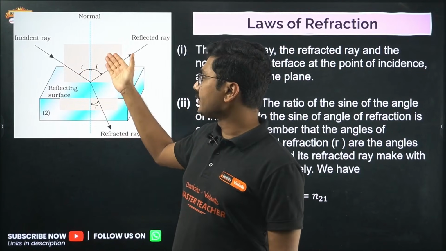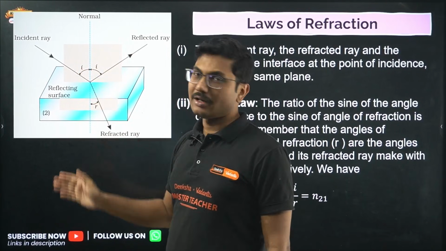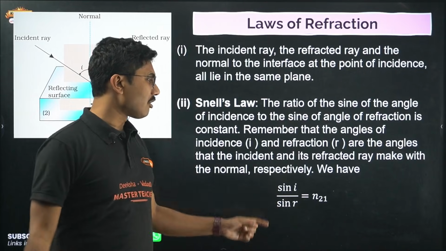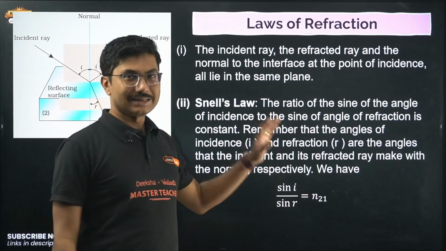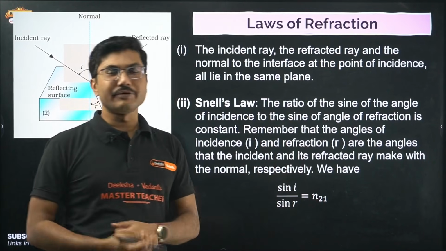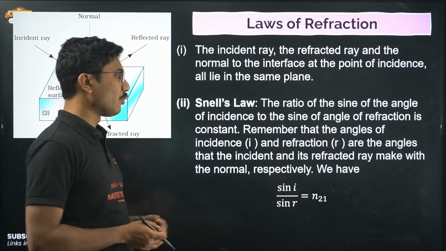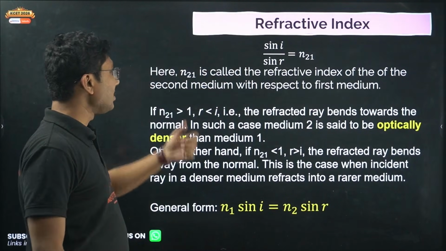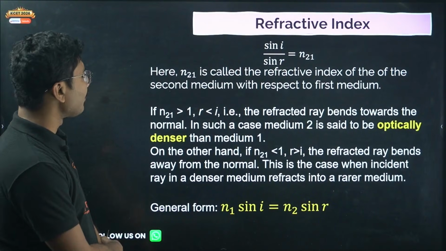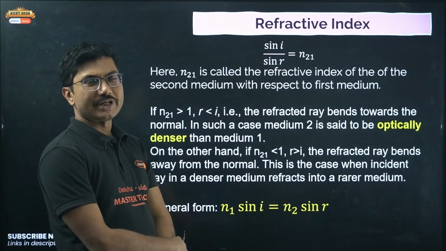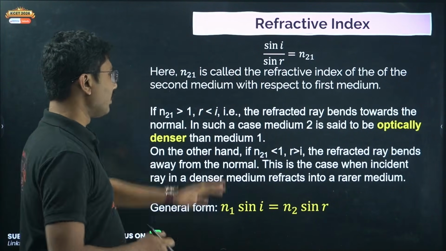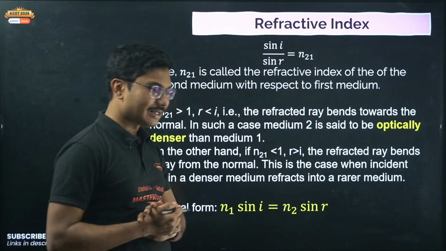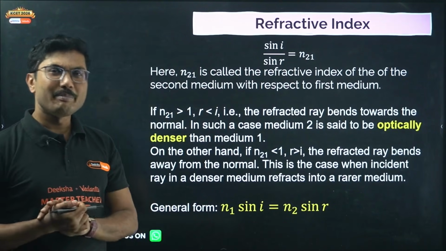Okay, so this is the angle of incidence, then this will be the angle of refraction. And from Snell's law, sin i by sin r is a constant, and that constant we are denoting by n21. What is n21? So sin i by sin r is equal to n21. Here n21 is called the refractive index of the second medium with respect to the first medium. Okay, so what is refractive index? Refractive index is a quality of a particular medium.